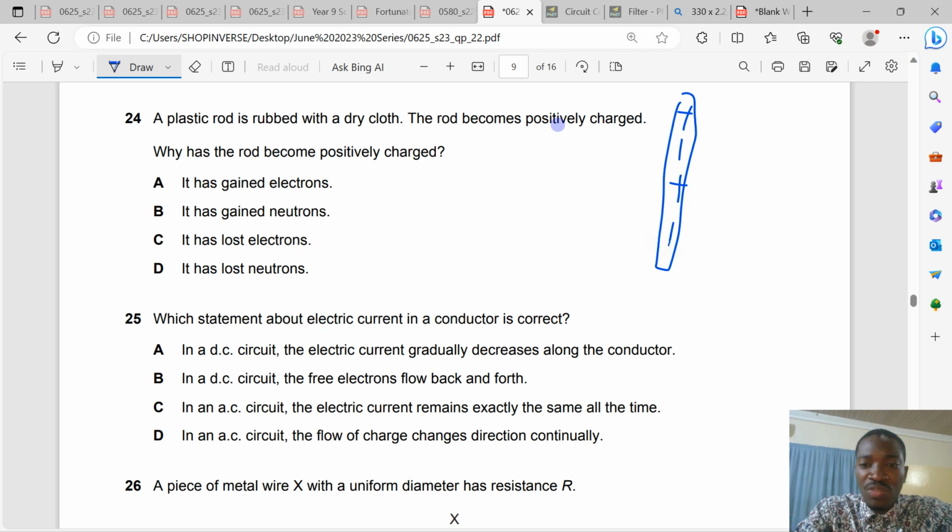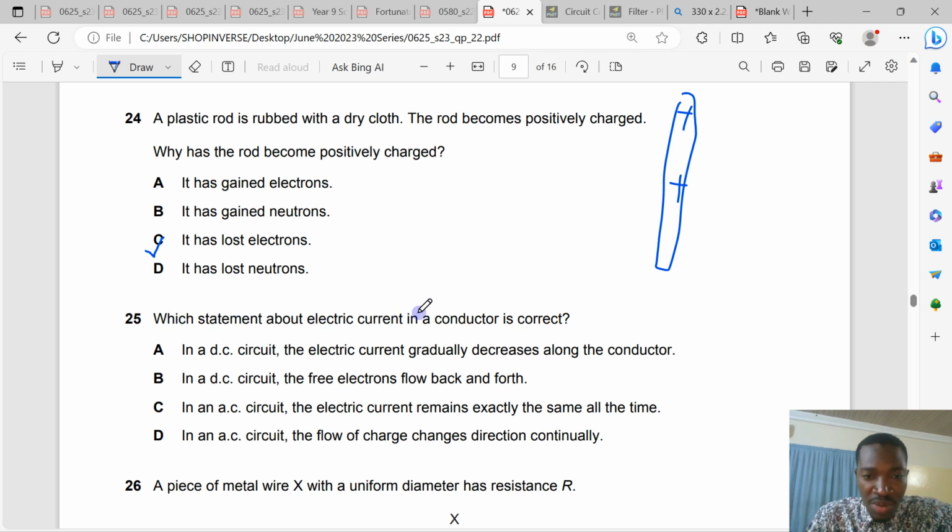So if the resulting charge is positive, that means it has lost some negative charges. That's why the resulting charge is positive. Okay, good. One, it has gained electrons. No, it has gained neutrons. No, it has lost electrons. Option C is the correct answer to question 24. It must have lost electrons for it to gain resultant positive charge.